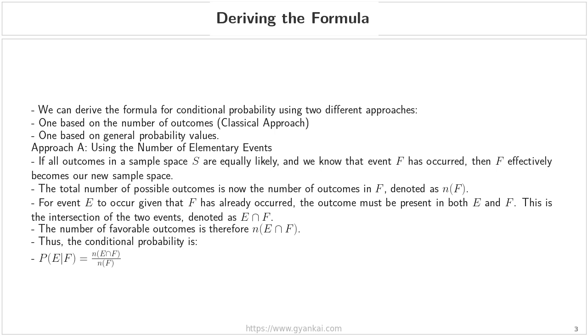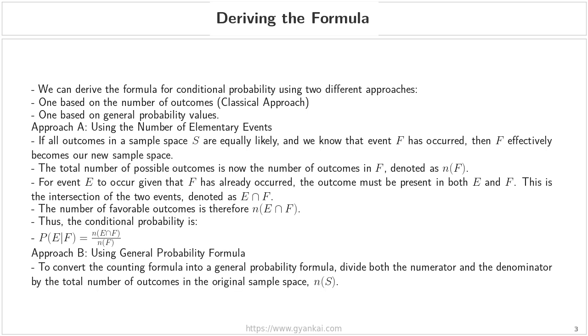Now, for event E to actually occur within this new world, the outcome must satisfy two conditions. It must be part of event E, and it must also be part of event F. In mathematics, we call this the intersection of the two events, written as E intersection F. So the number of favorable outcomes is simply the number of elements in that intersection, or N of E intersection F. When we put this into a fraction, we get our first version of the formula. The probability of E given F equals N of E intersection F, divided by N of F.